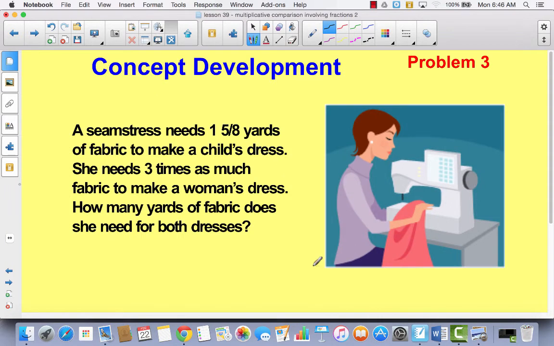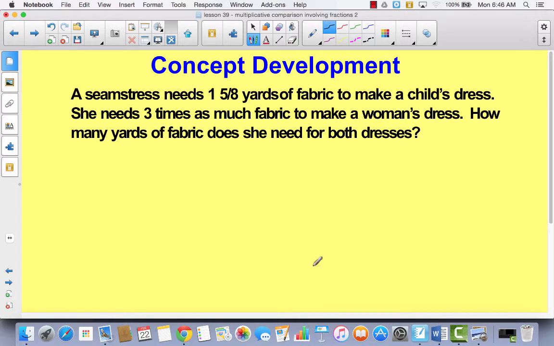A seamstress needs 1 5/8 yards of fabric to make a child's dress. She needs 3 times as much fabric to make a woman's dress. How many yards of fabric does she need for both dresses? All right, so when you think for a minute, what could you draw to illustrate this problem? Are we comparing or are we making a total? Well, when I see words like 3 times as much, I know that I have a comparison here. So that means I'm going to need to model 2 tape diagrams.